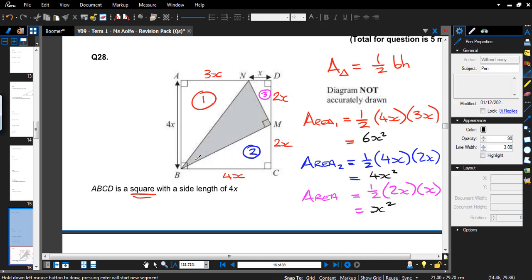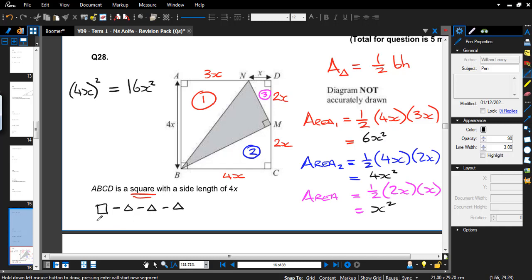Done. Now, so we know if we get the area of the square minus the 3 triangles, we'll get the area of the grey triangle. So, what's the area of the square? Well, it's 4x squared, isn't it? Because it's 4x times 4x. That's 16x squared.